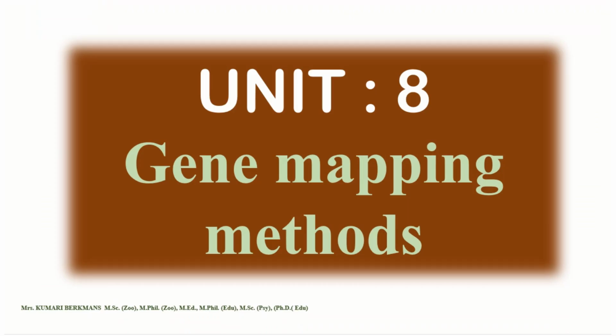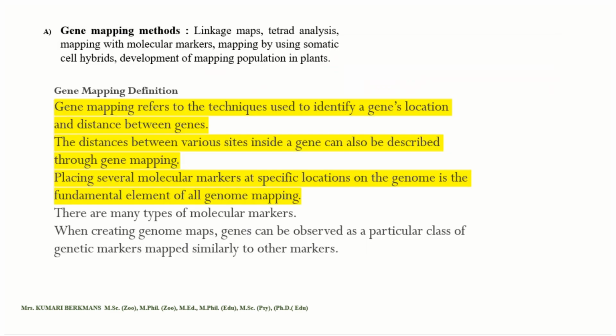This class is about gene mapping methods. Let us see what gene mapping methods are: lineage maps, tetrad analysis, mapping with molecular markers, mapping by using somatic cell hybrids, and development of mapping population in plants. This is what we are going to see in this video. So let us see one by one.